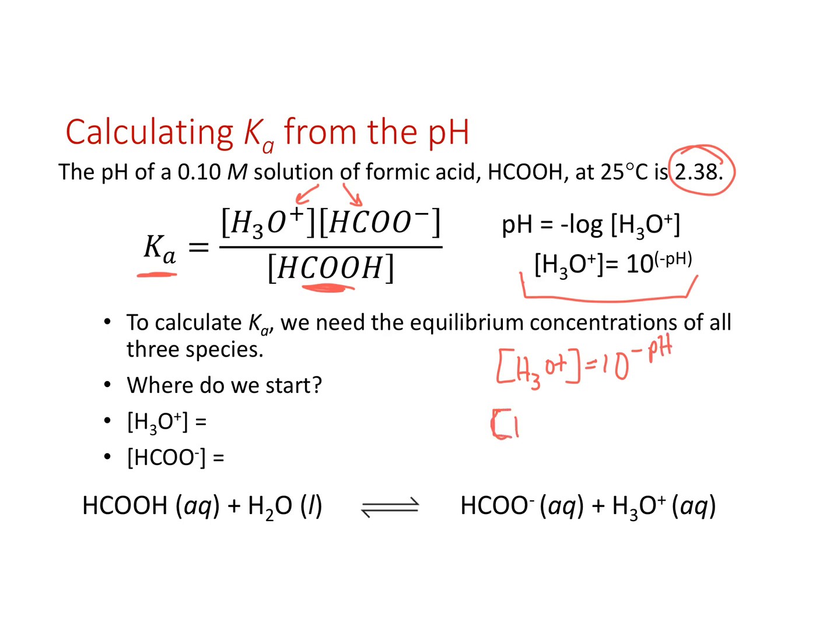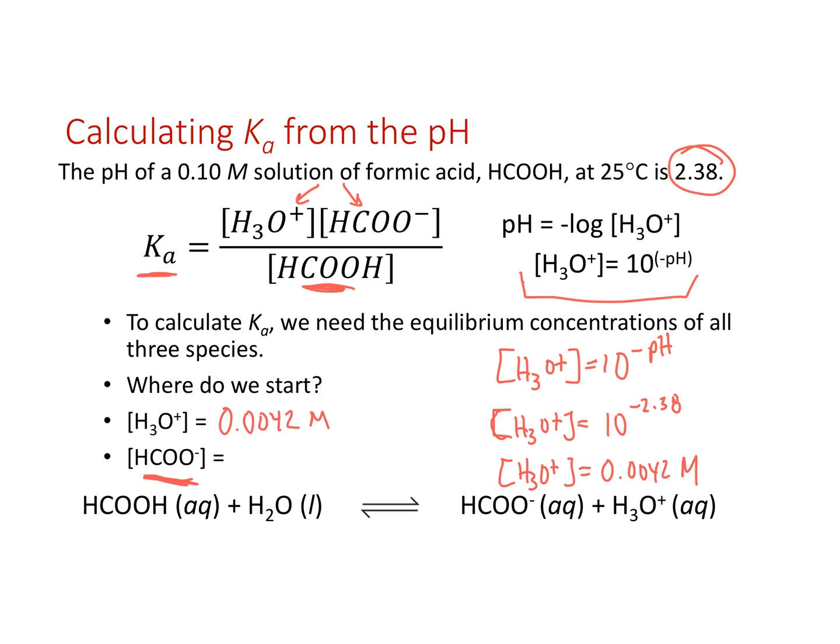So hydronium concentration equals 10 to the negative 2.38. My hydronium concentration equals 0.0042 molar. Okay, now I've got one less unknown because now I know the concentration of hydronium in this solution based on the pH. The pH tells me the concentration of hydronium. I also know the concentration of formate. How can I determine the concentration of formate in this reaction?